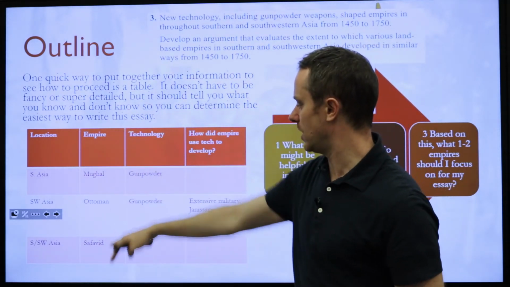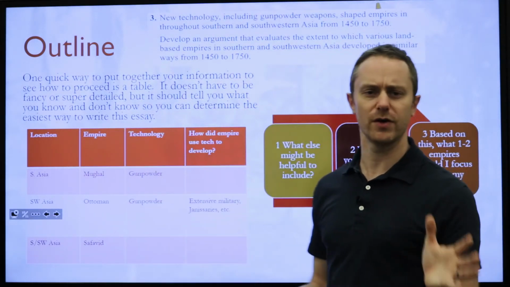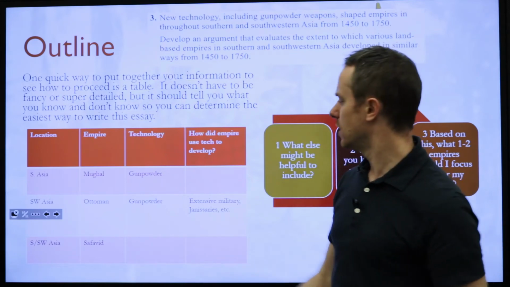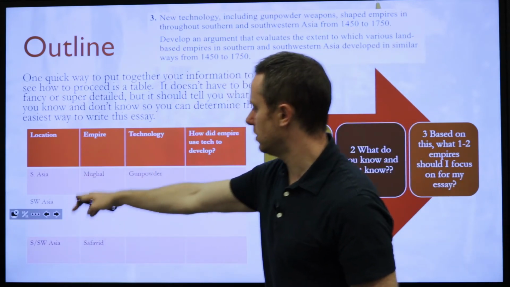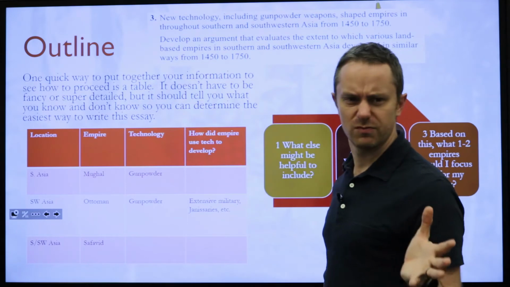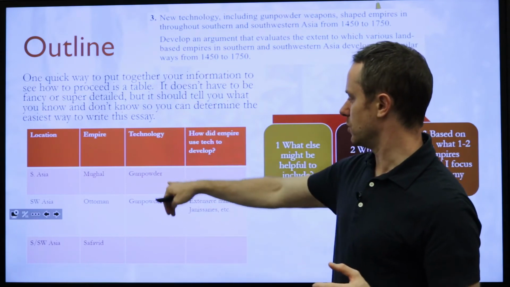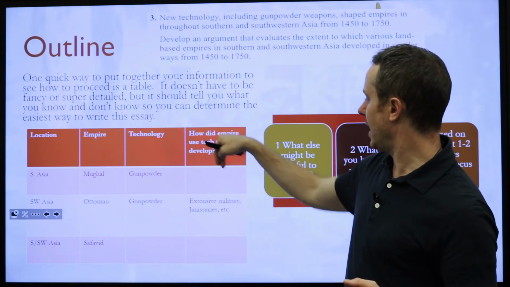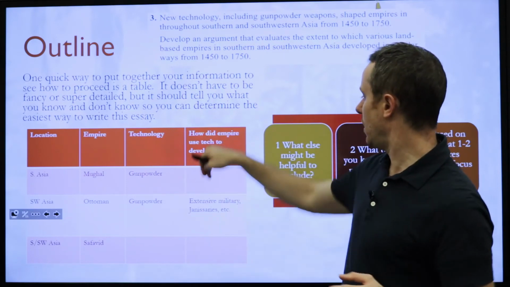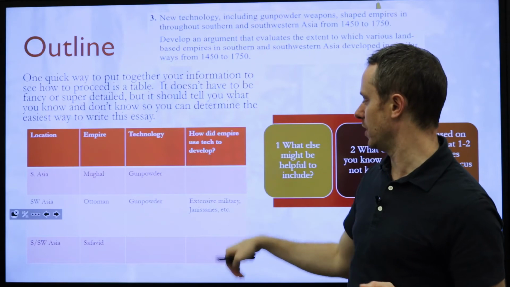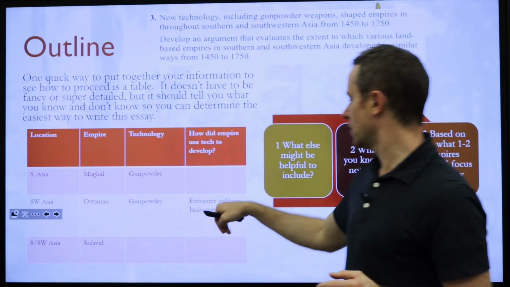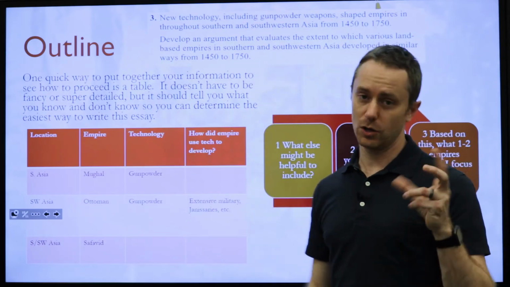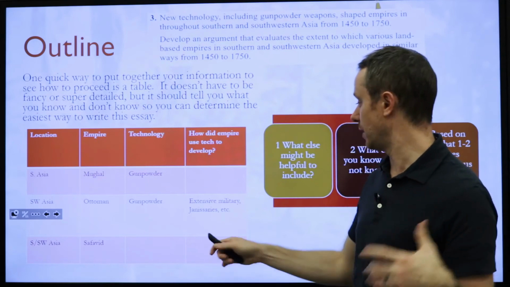So in this case, I'm going to knock out a few of the empires that we're talking about. Again, the Mughals, the Ottomans, the Safavids. Great. If you have other ones, there's probably a couple others that would work. You tell us the location. Roughly, that's it, right? Technology, we've got gunpowder. And we're going to specifically probably explain how the empire used the tech to develop. So in the case of the Ottomans, they had an extensive military, including the Janissaries, as a result of this gunpowder technology.